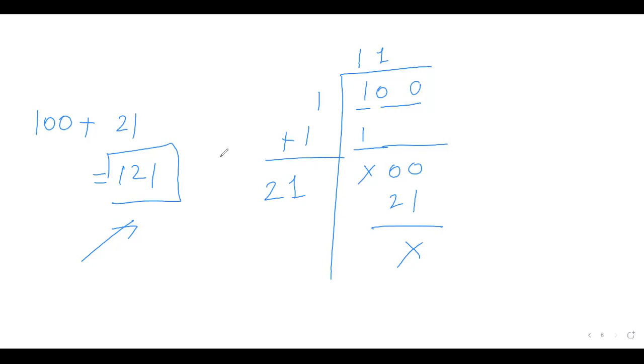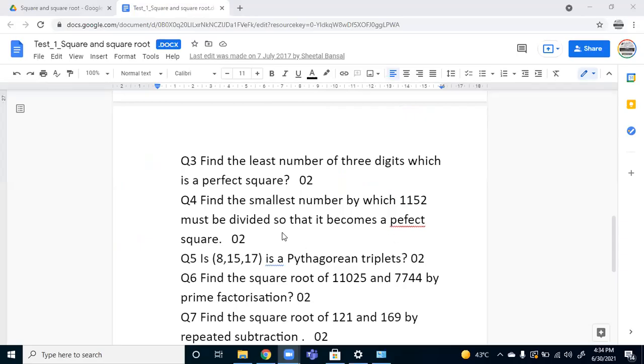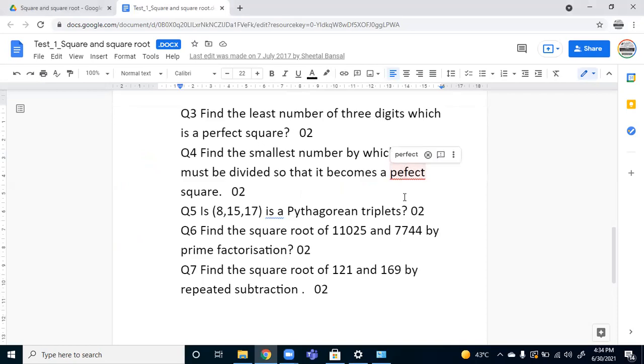Okay, Dhriti. So I'm showing you the next question. That is question number 4. 4 is easy. That type we have done, if you remember. Yes, ma'am. Find the smallest number by which 1152 must be divided so that it becomes a perfect square. So we have to do the prime factorization, find the pairs, and whatever is left unpaired has to be divided. Yes, correct, ma'am.